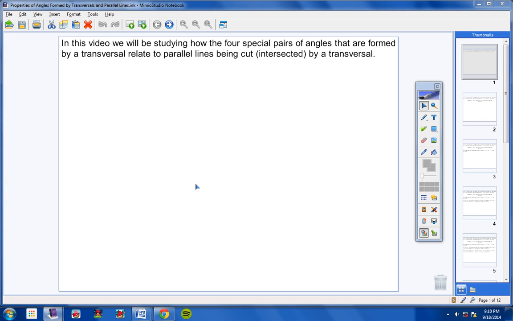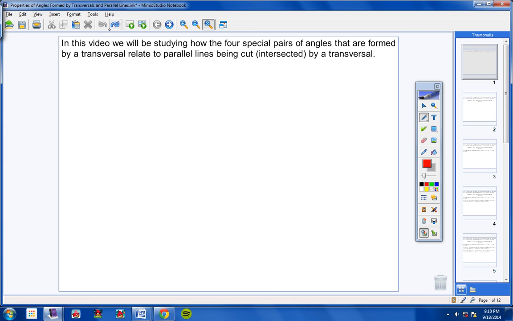Okay, geometry students, in this video we will be studying how the four special pairs of angles that are formed by a transversal relate to parallel lines being cut or intersected by a transversal. By the way, in geometry, do understand and get used to this word right here, cut, being used for the word intersected. Okay, that's very, very normal.